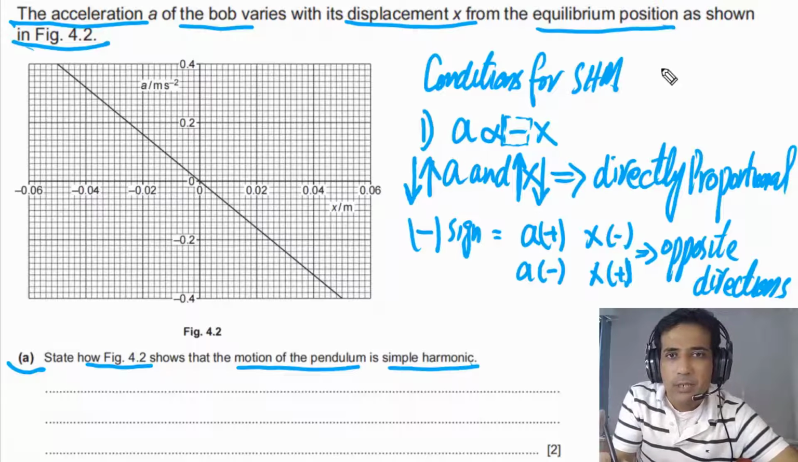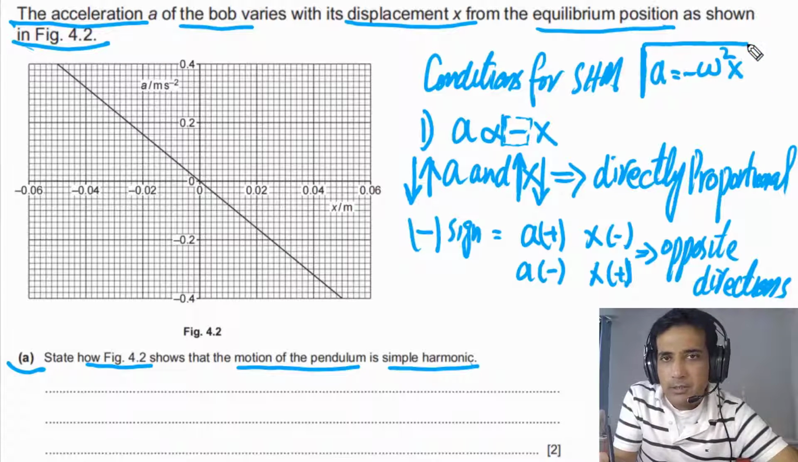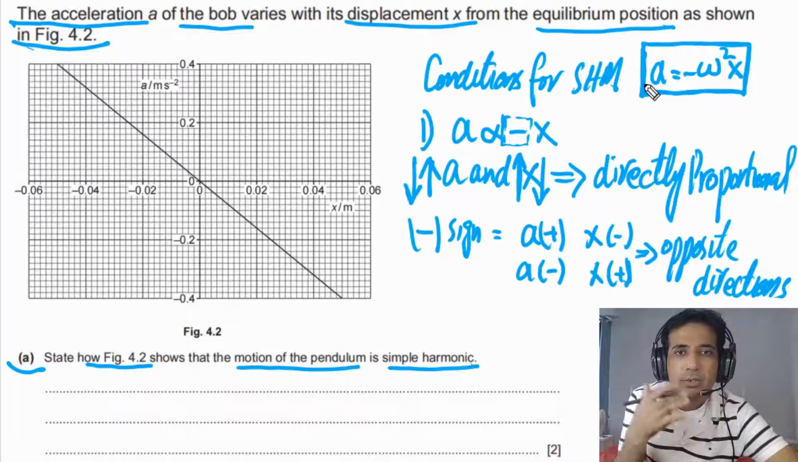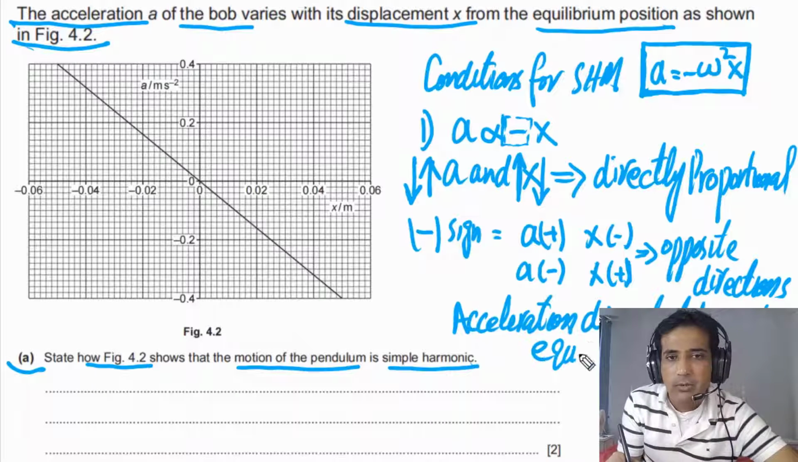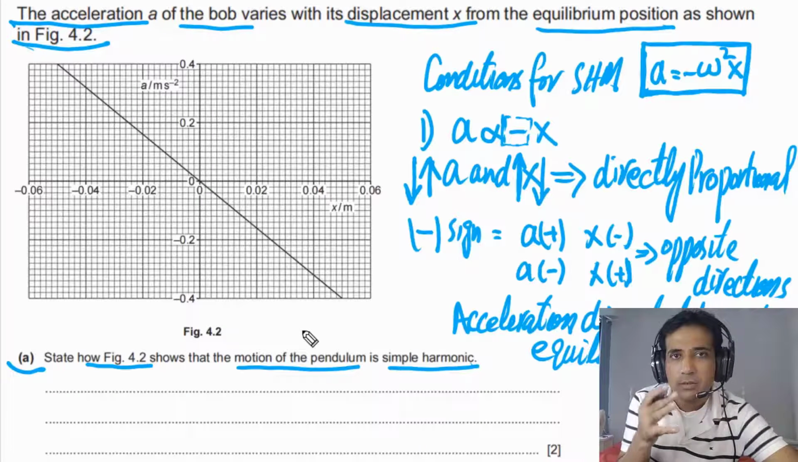And this one you can also understand with the help of this equation: A is equal to minus omega square x. Any object which is doing simple harmonic motion has to satisfy this equation, and this is a condition for simple harmonic motion. And acceleration has to be directed towards equilibrium. So this is also a condition for simple harmonic motion. These are the conditions for simple harmonic motion.